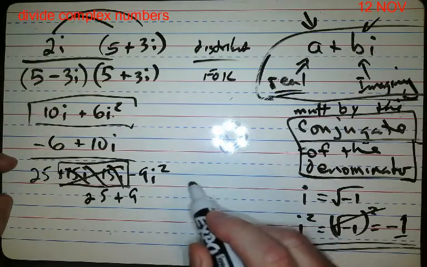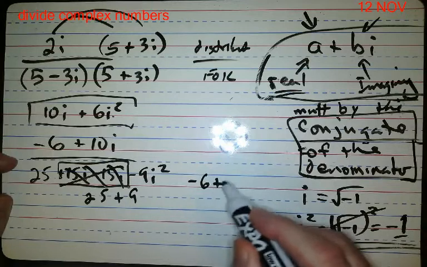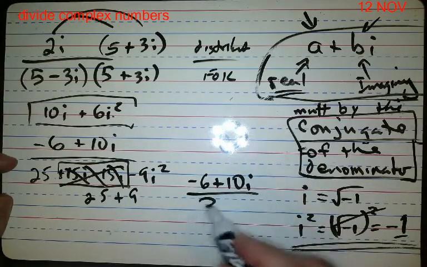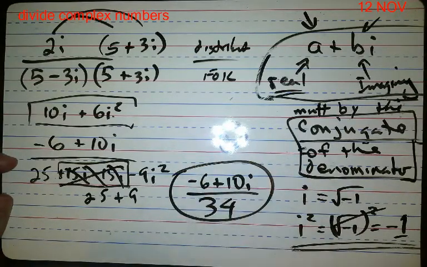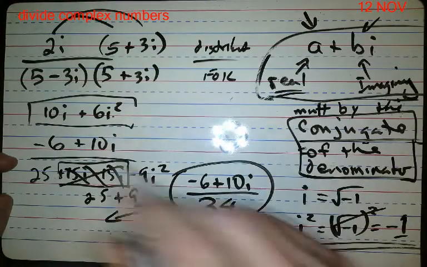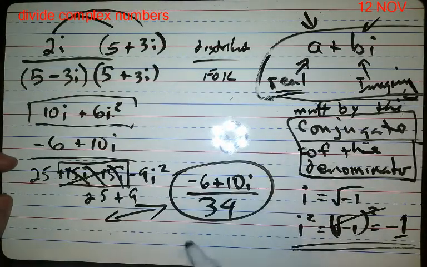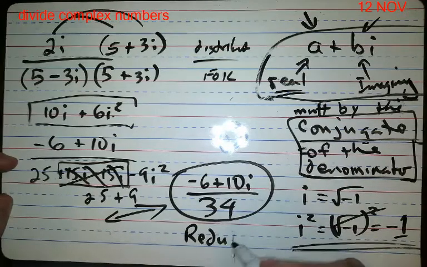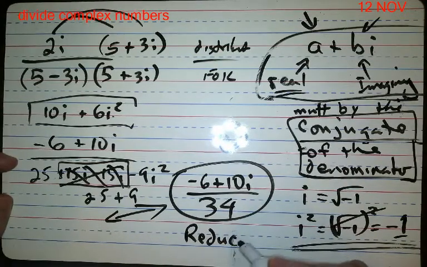So what's the answer to the question? Let's just see. It's negative 6 plus 10i divided by 34. Is that the answer? No way, Jose. What? It has to be the answer. Well, we did everything right. We just have to reduce. Anytime you have a fraction, reduce. You have to reduce your fractions, always and forever.